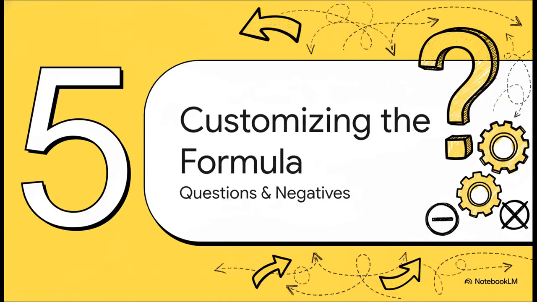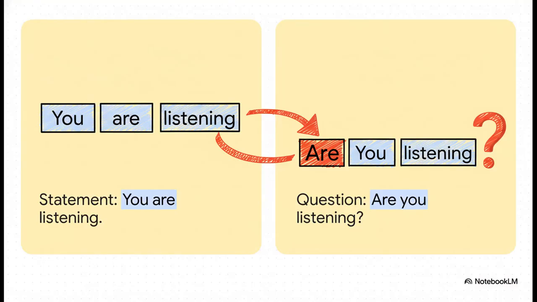Okay, so you know the three main uses. But to really have this tense down, you need to be able to play with the formula a little bit, to ask questions, and to make negative sentences. And the great news is, once you see the pattern, it's incredibly easy. To turn a statement into a question, all you do is a little switcheroo. You take the helper verb, that am, is, or are, and you just move it to the very front of the sentence, before the subject. That's it. So the statement, you are listening, easily flips to become the question, are you listening?